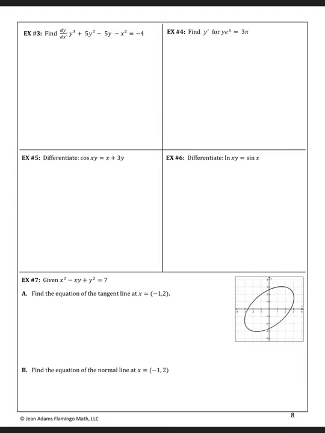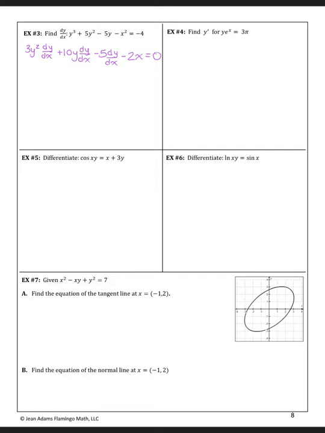So now let's look at example 3. It says find dy/dx. Not at a coordinate point, we're just finding the derivative. So implicitly, the derivative of y cubed would be 3y squared dy/dx plus 10y dy/dx minus 5 dy/dx minus 2x is equal to 0.